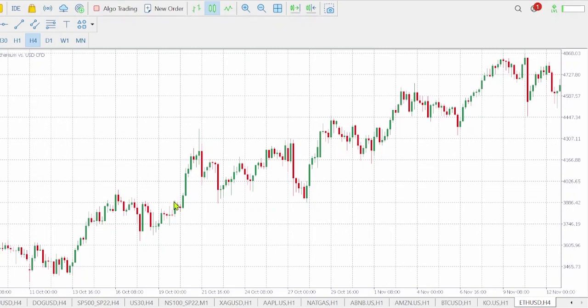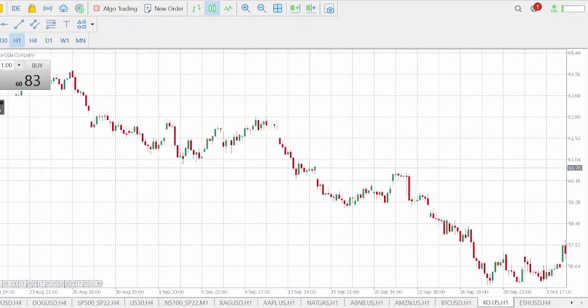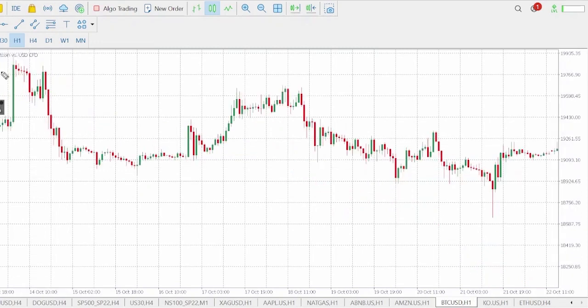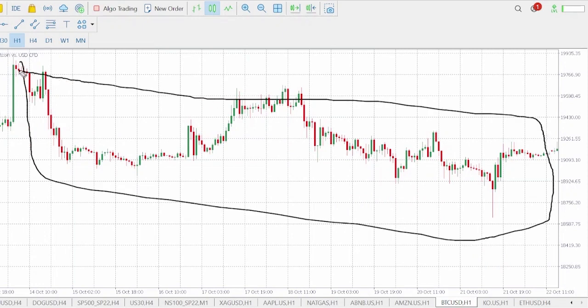Downtrend is when you have a series of lower lows and lower highs. Like here, we have high, lower high, lower high. We have low here, we have lower low, lower low, and lower low. Range is when the market is in consolidation, like here, from here all the way to here, the market was in consolidation. This is what we call a range.